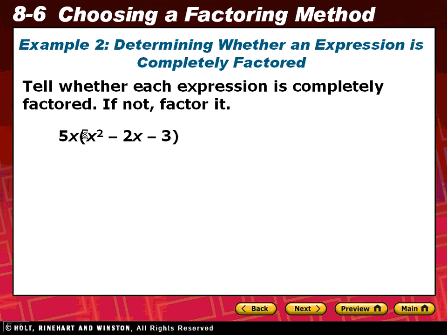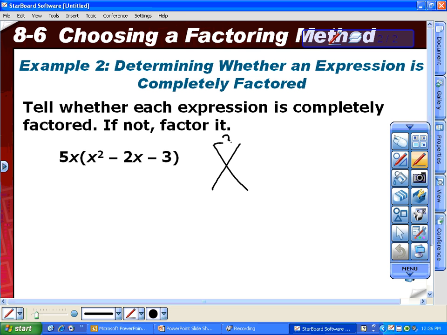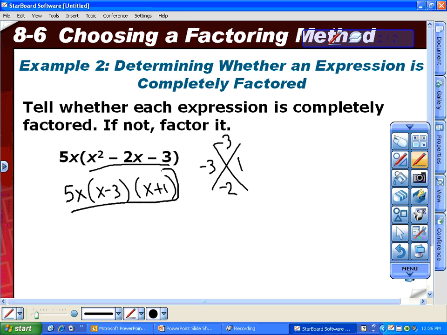Alright, example 2. Here I have 5x times the quantity x squared minus 2x minus 3. Now this trinomial looks very factorable because we have a negative 3. If I'm looking for two numbers that multiply to make negative 3 and add to make negative 2, then I can use negative 3 and 1 to accomplish that. So this trinomial can be factored further. We can factor it into the quantity x minus 3 times the quantity x plus 1, and of course 5x is still there. So this is our completely factored answer.